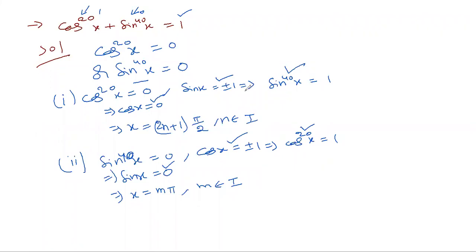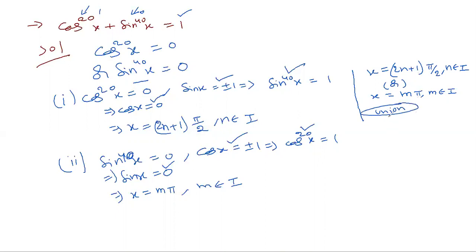So in both the cases, we got x belongs to odd multiples of 90, (2n plus 1) times 90, n belongs to integers, or x is multiples of 180, m belongs to integers. Here 'or' is present. That means we have to take the union of both solution sets.